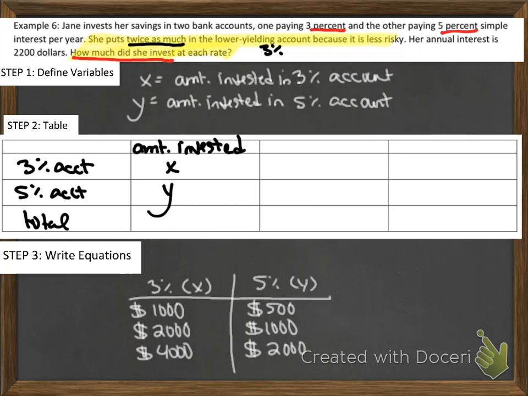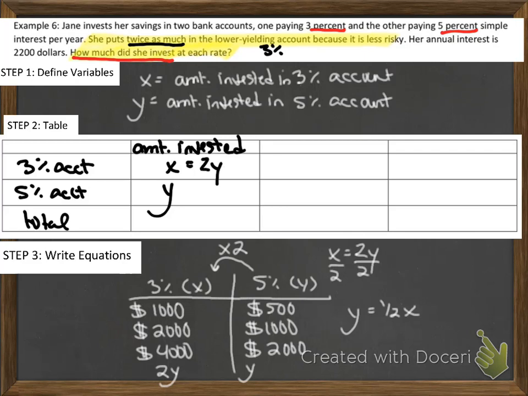So if this is X and that's Y, the pattern is that as we go from this column to this column, we're multiplying by 2. So 2,000 times 2 is 4,000. So that means that X is 2Y. You could also say, in other words, if you divide by 2, Y is equal to 1/2 X. They're equivalent expressions, so I'll leave it up to you how you would express that. For me, I'm just going to say that X equals 2Y, and that's going to be one of my two equations.